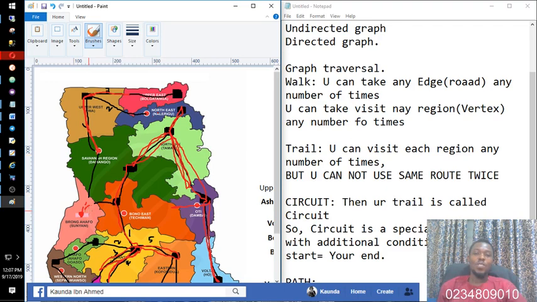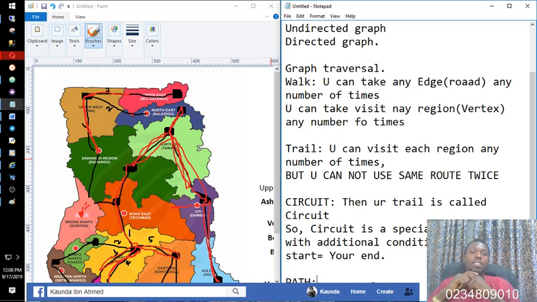So, let's see for a path. The whole condition revolves around edges and vertices, the regions and the roads connecting them. If you can visit any region any number of times, any vertices, through any road any number of times, then you have a walk. And if you can visit any region any number of times, but you can't take a road twice, then that is called a trail. And if you start going through this trail and you're able to start and end at the same place, then it's called a circuit.